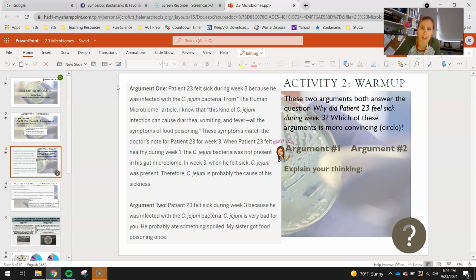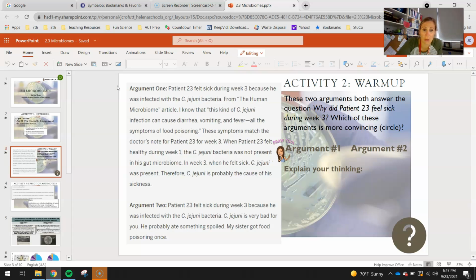C. jejuni bacteria. From the Human Microbiome article, I know that this kind of C. jejuni infection can cause diarrhea, vomiting, and fever, all the symptoms of food poisoning. These symptoms match the doctor's note for patient 23 for week 3. So you guys saw that little pie graph where we saw week 1, what a healthy microbiome looked like, and what week 3 looked like, where we saw that orange piece of the pie that was C. jejuni, which turns out to be a main component in food poisoning.